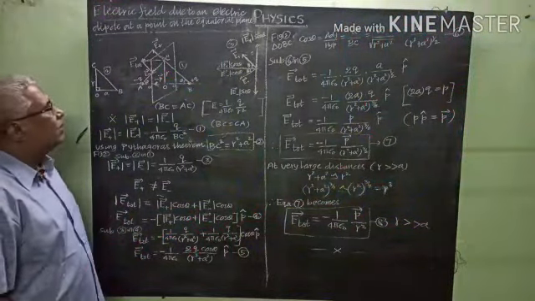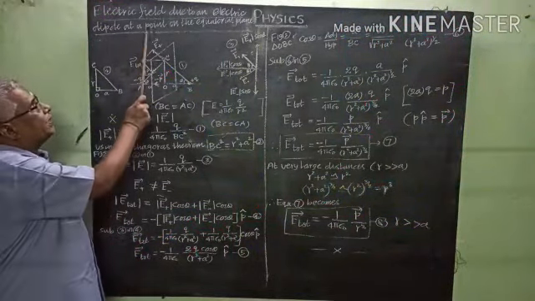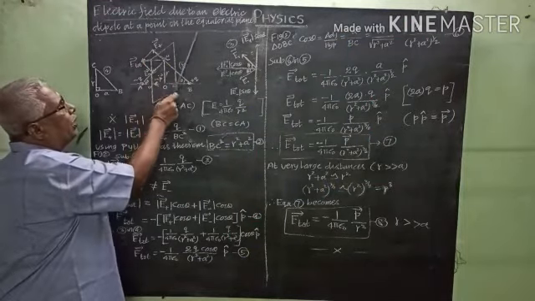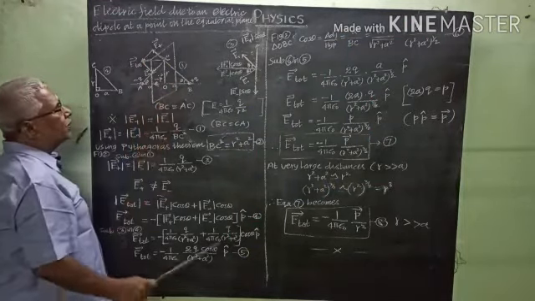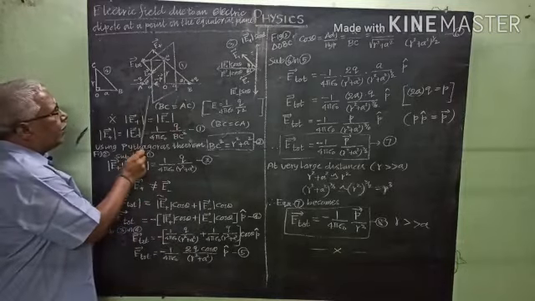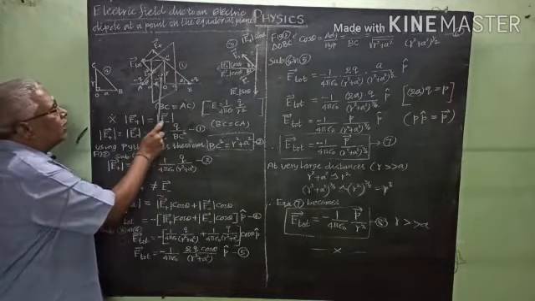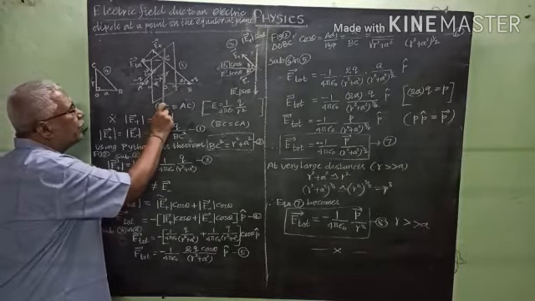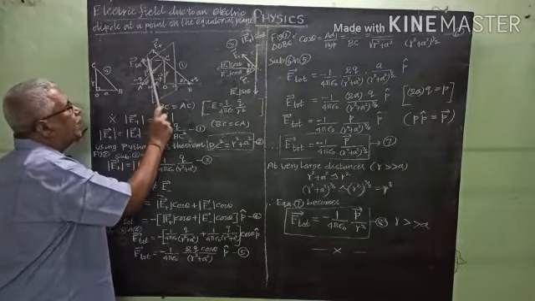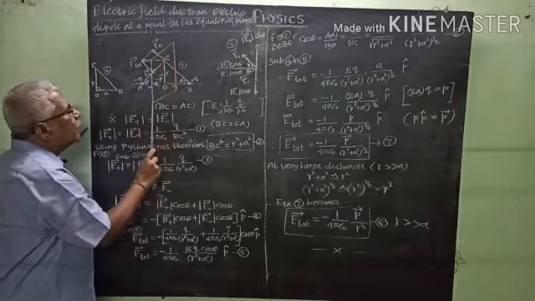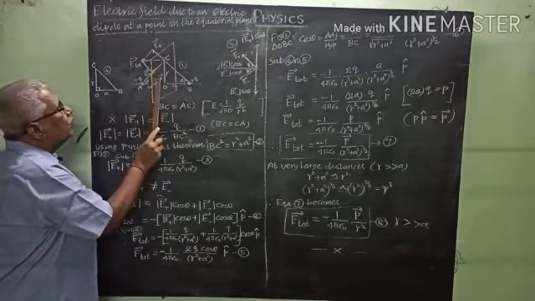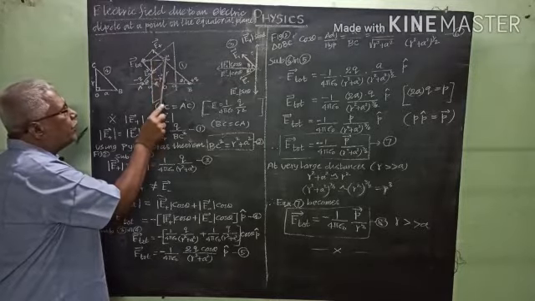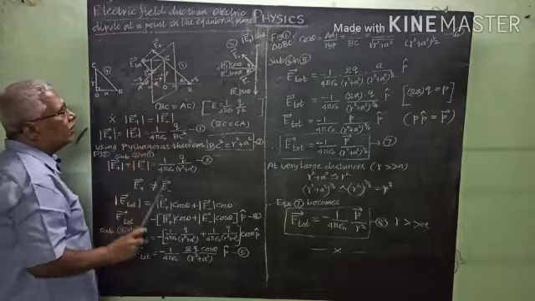Good morning students. In this class we are going to see the electric field due to an electric dipole at a point on the equatorial plane. Here AB is a dipole and C is a point along the equatorial line. The point C is on the equatorial plane. So we are going to see the electric field at C due to this dipole.